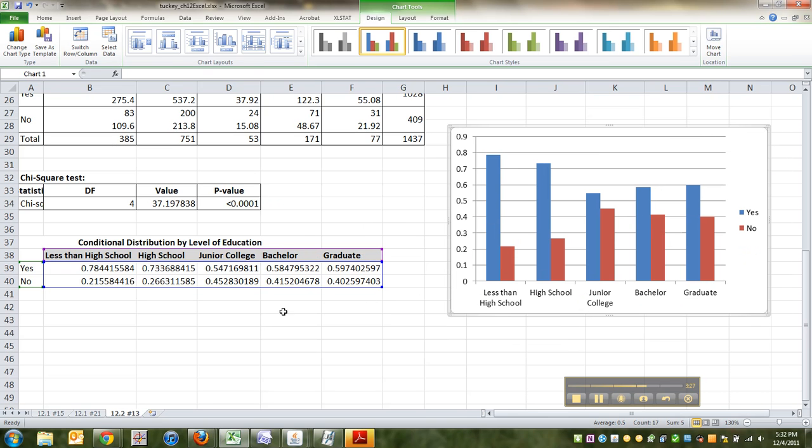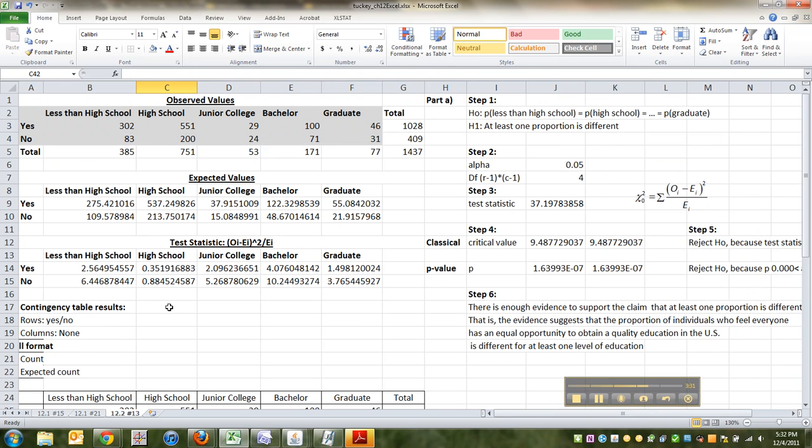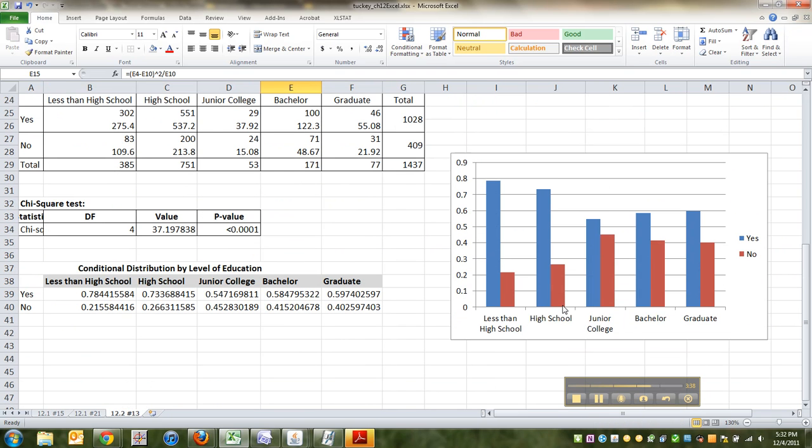Right, then they ask us to answer a question, which is, where do you see significant differences? Which you kind of could tell from up here anyway. Right, the observed minus expected, that portion. Right, you can kind of see where some of the big differences are, theoretically speaking. But you can really see it when you look here. Look at that. Less than high school. See that?